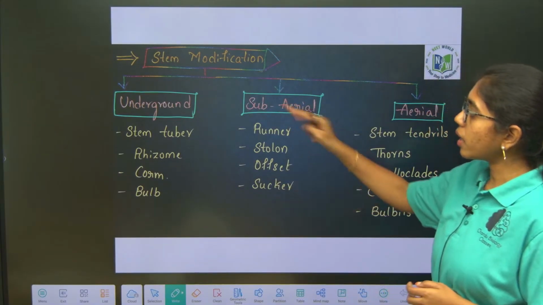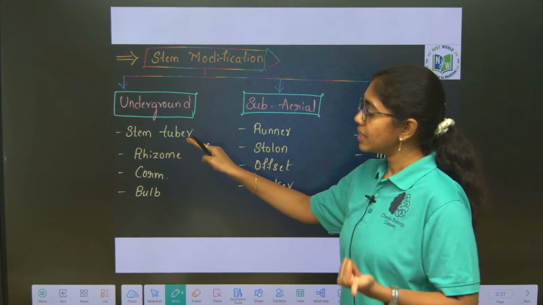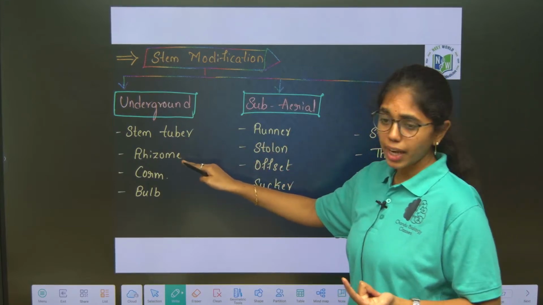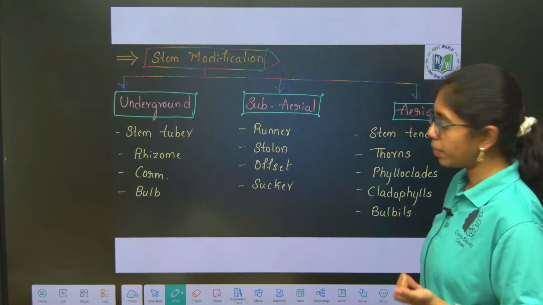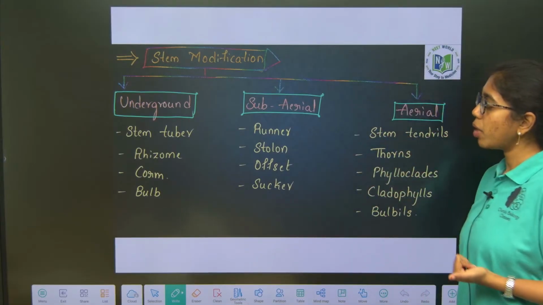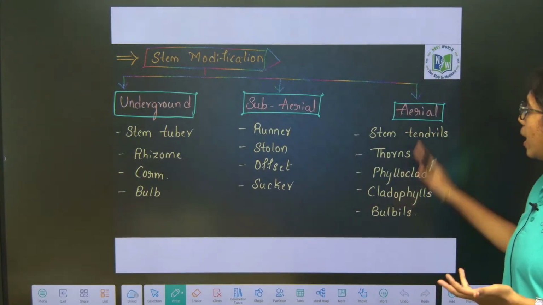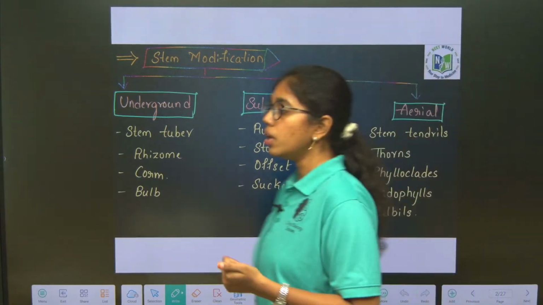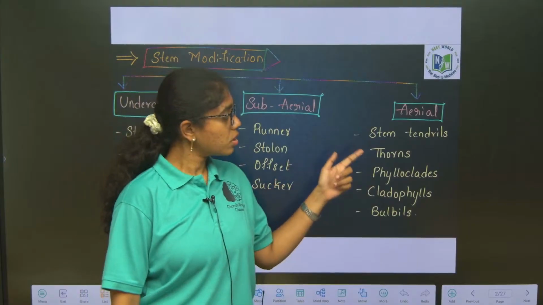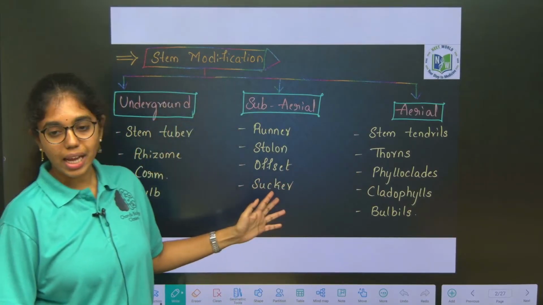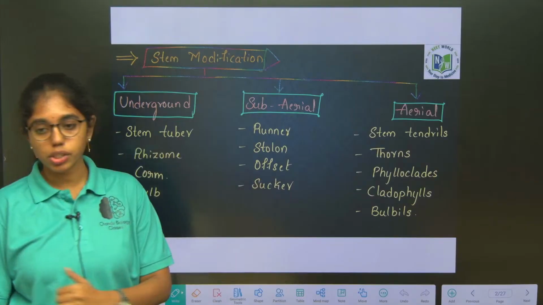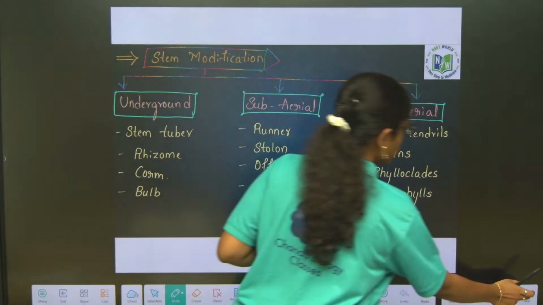Okay. So, underground stem modifications include what? Stem tuber, rhizome, corm and bulb. And subaerial stem modifications include runner, stolon, offset and sucker. Aerial stem modifications include stem tendrils, thorns, phylloclades, cladodes and bulbils. These are the modifications that we have to exercise inch by inch.